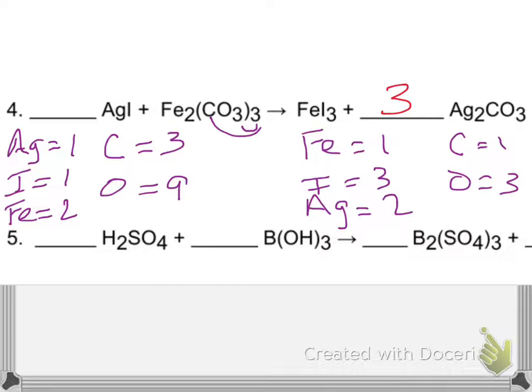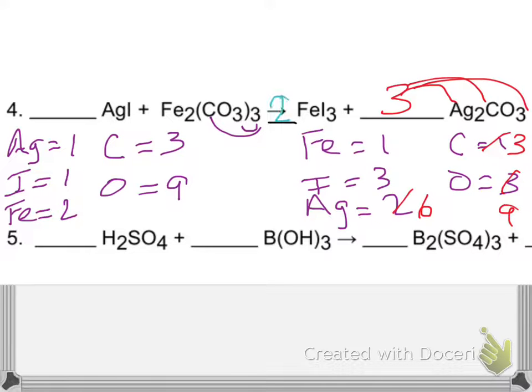We're going to start with a 3 over here to balance out the carbons. So that's going to give us 3 times 2 is 6 silvers. 3 times 1 is going to give us 3 carbons. 3 times 3 is going to give us 9 oxygens. Going to the other side. Oh, I left out the line in front of the FeI. So you're going to have to add some space there so you can put your numbers in.